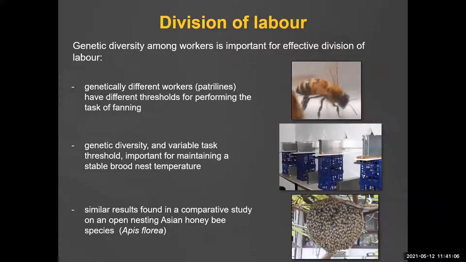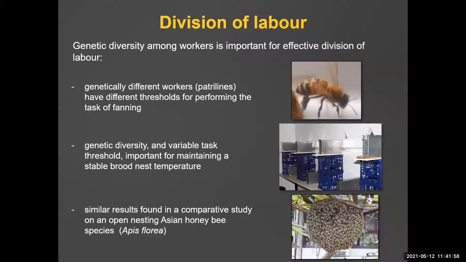So in this section of work, we find that genetic diversity among workers appears to be important for effective division of labor. So as you've just seen, genetically different workers or different patrilines appear to have different thresholds for performing the task of fanning. We also find that genetic diversity and variable task threshold are important for maintaining a stable brood nest temperature. In the middle picture, you can see an example of our experimental setup where we compared genetically diverse colonies where the queen was open mated and so mated with, you know, from 10 to 20 drones. When we compared these genetically diverse colonies with genetically uniform colonies where the queen was artificially inseminated with the semen of a single drone, we find that the genetically diverse colonies are better able to maintain a stable brood nest temperature than the genetically uniform colonies.